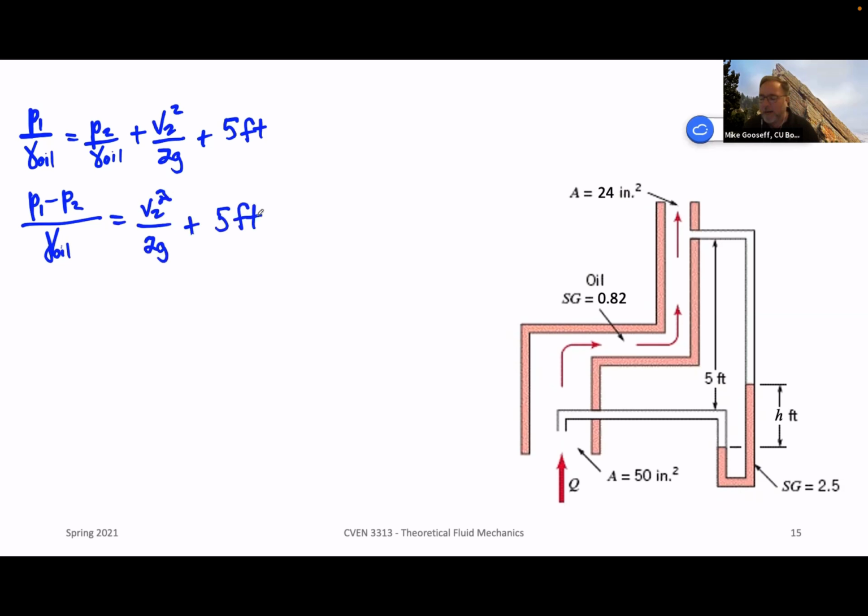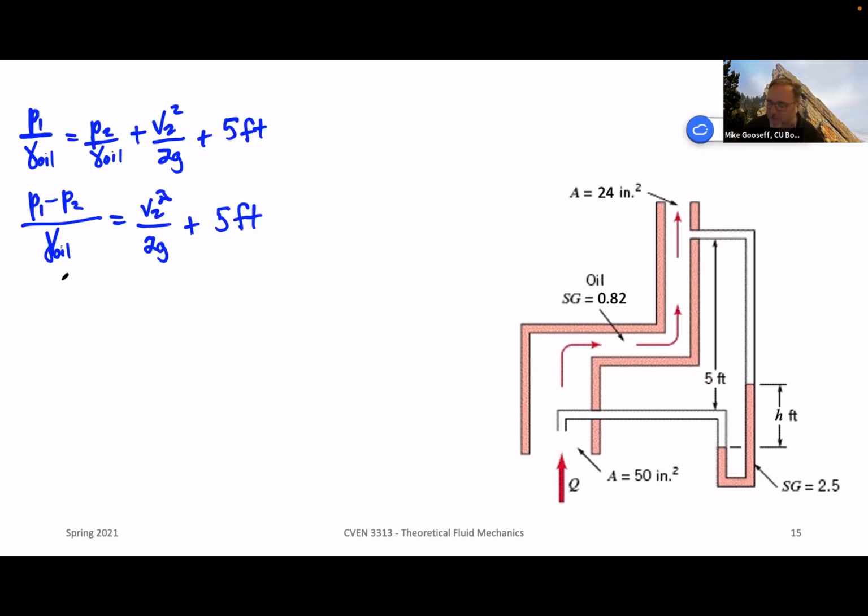Okay, so we're still solving for V2 ultimately because we're being asked about the flow rate here. But we've got some other unknowns, which you're probably concerned about. We don't know P1, we don't know P2. We do know the specific gravity of the oil, so we could figure out gamma oil. But for now, this just feels like one equation with three unknowns. So to allay that fear a little bit, let's go back to our manometry equation.